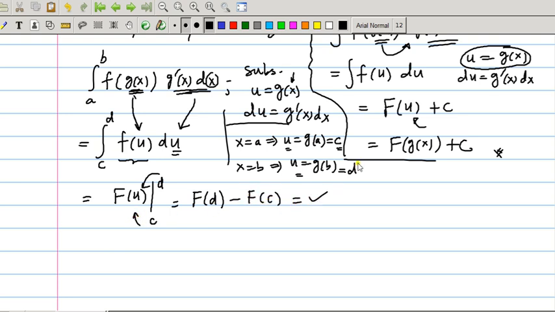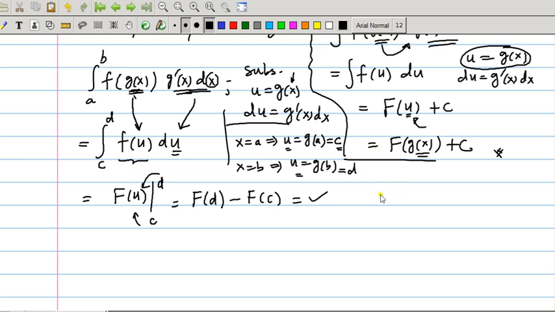So it means I don't have to go back to x. You see here, at the end I replace u by g of x. Here I don't need to do that. The reason is that I took the limits with me. Now I don't need to go back to x, right?